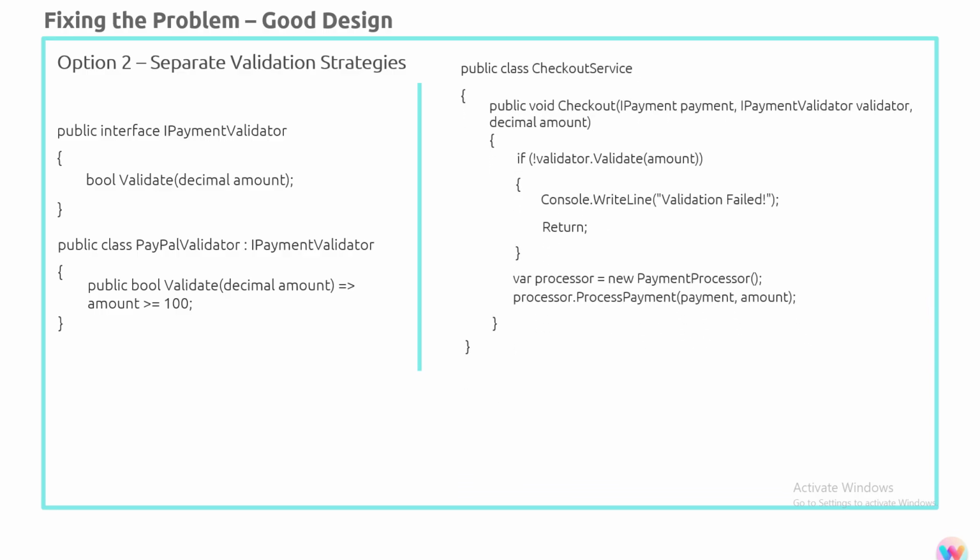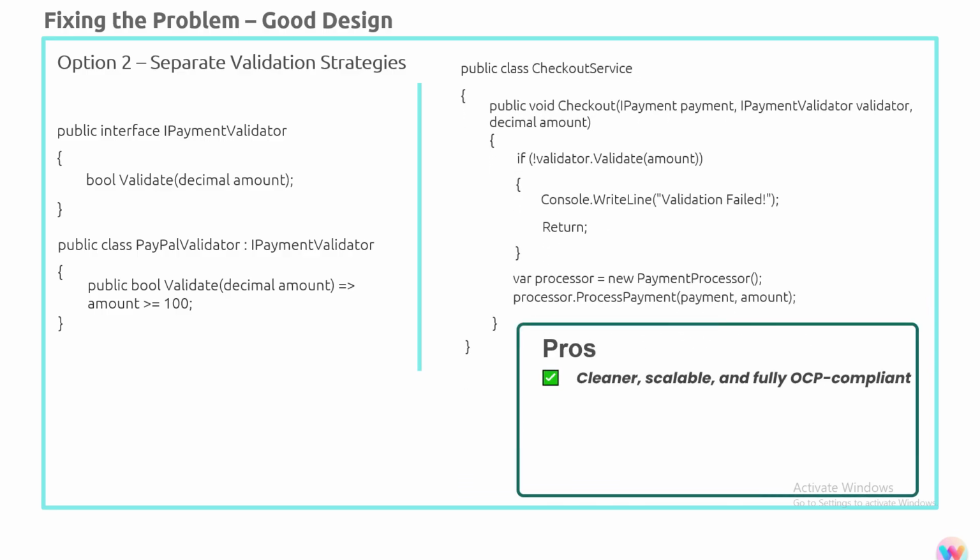So what are the pros? This is a cleaner, scalable, and fully OCP compliant solution. Validation is pluggable now, right? For different payment types, you can have different validator classes. What are the cons? It's slightly more complex. There are, of course, other ways as well. Please do explore and share with me in the comments.